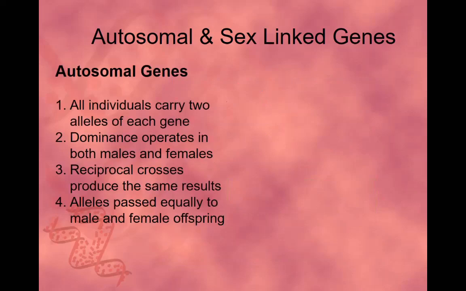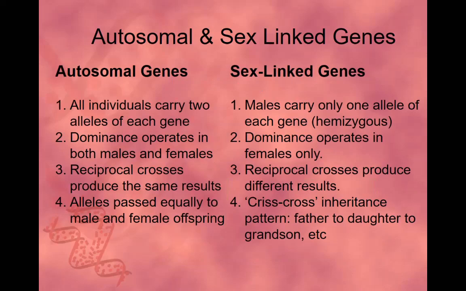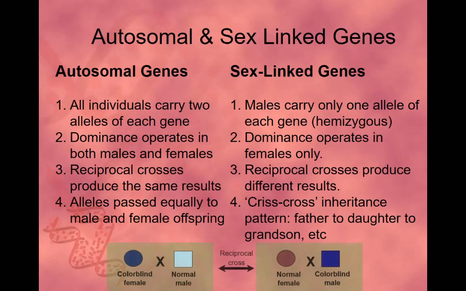Okay? All right, couple quick reminders in terms of autosomal versus sex-linked. Remember that if it is an autosomal trait, all individuals carry two alleles for each gene, and dominance operates normally in both males and females. If we have a reciprocal cross, the results would be the same. Again, remember what a reciprocal cross is. And alleles pass equally on to male and female offspring.